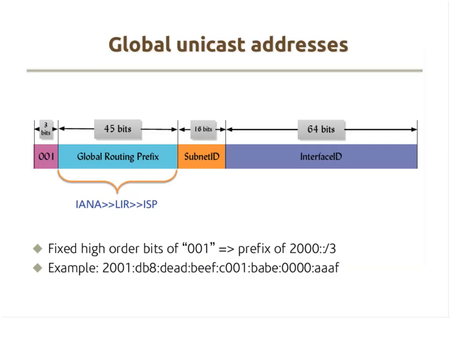So a bit more on the global unicast address. It will use the prefix 2000::/3. It has fixed high-order bits of 001, and there's an example there. And these are globally routable. The 45 bits after the first 3 bits are assigned by IANA to an RIR, to an LIR, to an ISP, and that's how we as end users can get our IPv6 global unicast addresses. And then, of course, I've talked about how you get the last 64 bits, either automatically generated or you can configure them on the device yourself as well.